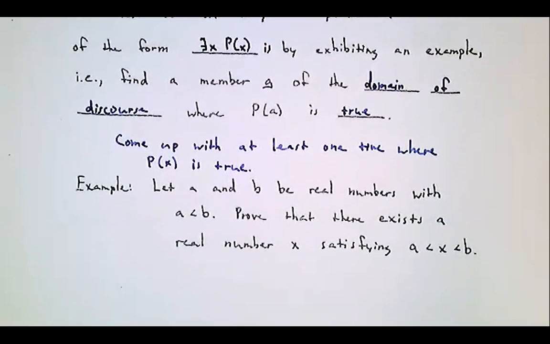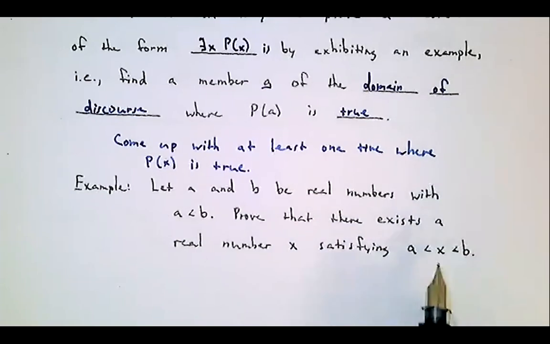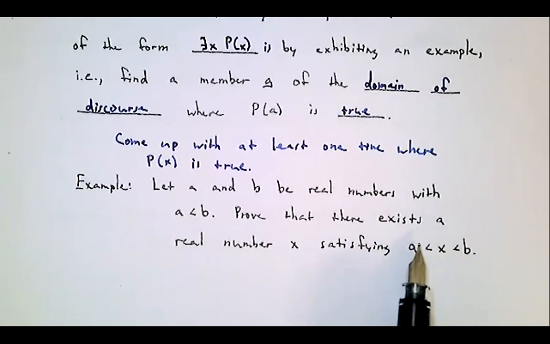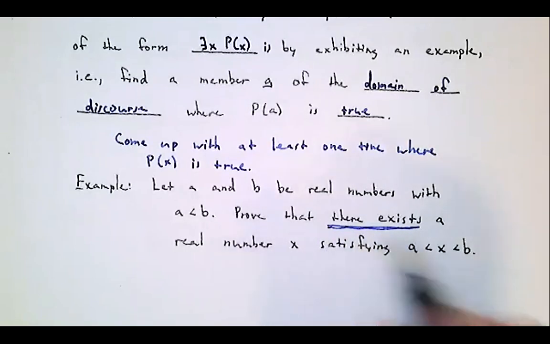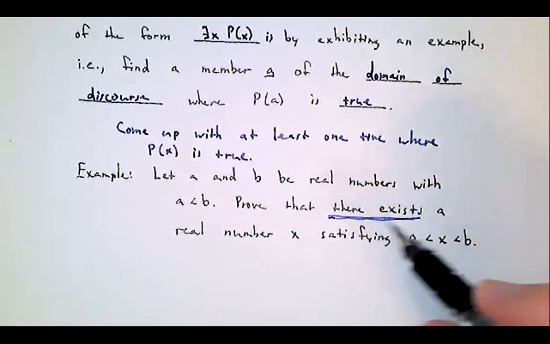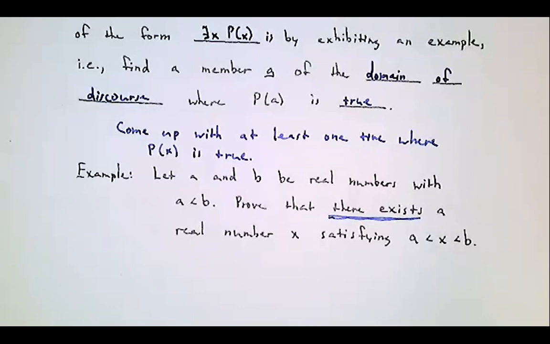So here's an example. Let A and B be real numbers with A less than B. Prove that there exists a real number x satisfying A is less than x, which is also less than B. So we're saying that x is in between the two numbers. This is an existential proposition because we see the keywords "there exists."